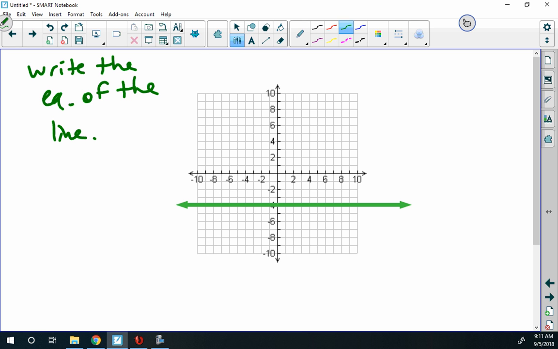What kind of line is that? Horizontal line. What's the equation of a horizontal line? The slope is 0. What's the equation? y equals some number. What number? -4. Dude, that's like a gimme.